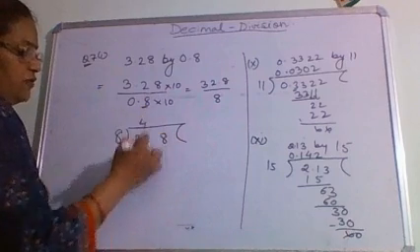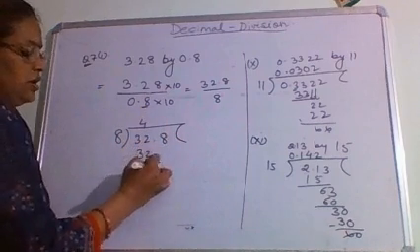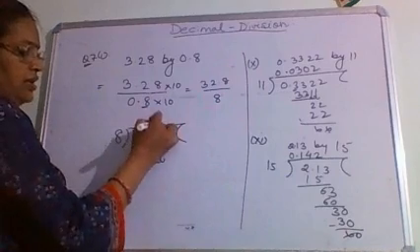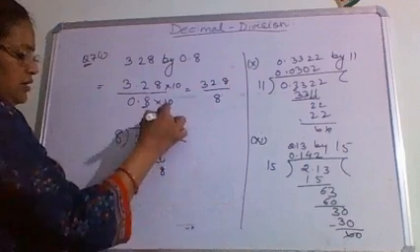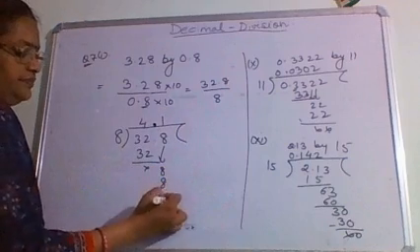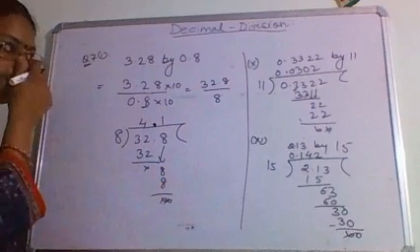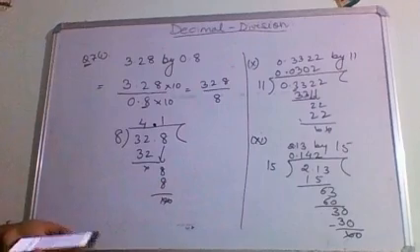8 fours are 32. The decimal part I am taking. 8 ones are 8. Like this. Now take one more example.